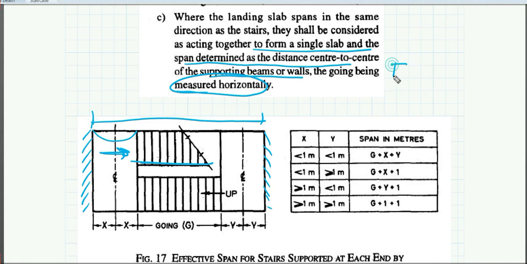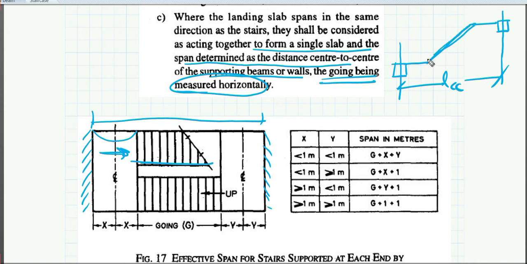That means for our case, this is the beam, this is the slab, this is the going, then again the landing, then again the beam, right? So our effective span will be center to center. This is L, center to center will be the effective length. But here the going should be measured horizontally. That means from here up to here, you need not measure this diagonal distance, you need to measure this horizontal distance. Okay, that is what we need to find. So this is the effective span for our case.